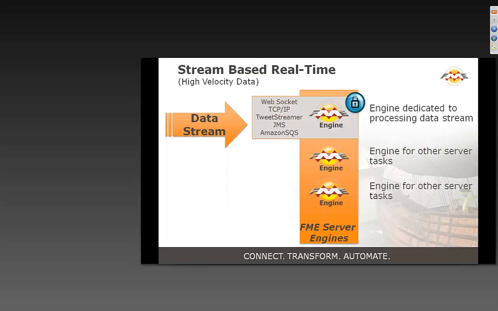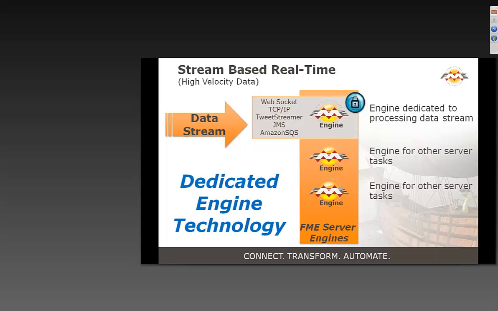So the second approach is a high-velocity data streaming approach. So in this case, the whole notification process of FME is not going to be able to handle it. And so what we have is this dedicated engine approach. In this approach, you can see an FME Server here with multiple engines. A single engine is dedicated to processing the data stream. And you can see the different types we support here: WebSocket, TCP/IP, TweetStreamer, JMS, and so on.